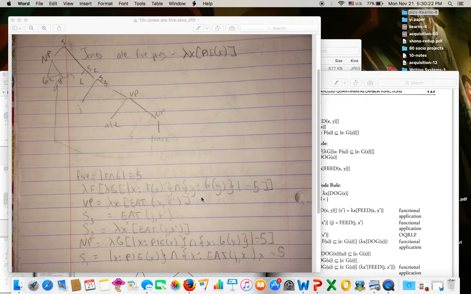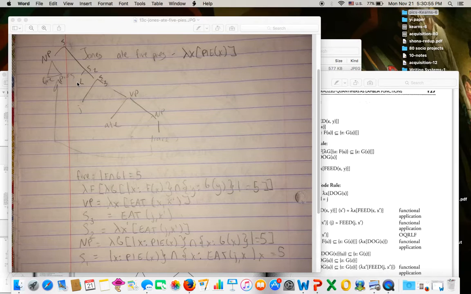So what happens now is important. If you look at this, it looks like a truth value, right? Because there's no lambdas left. This looks like a fully saturated predicate, which will return a truth value. But it's not a fully saturated predicate because we still have this NP of 5 pi's floating out here, and we need to get this whole thing together for the sentence to make sense.